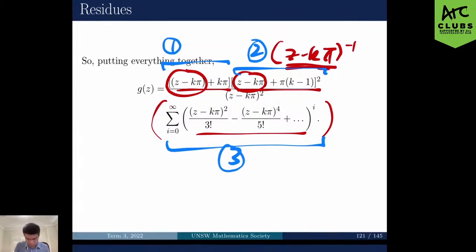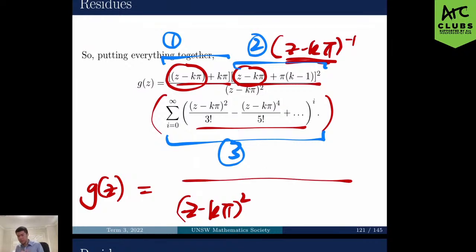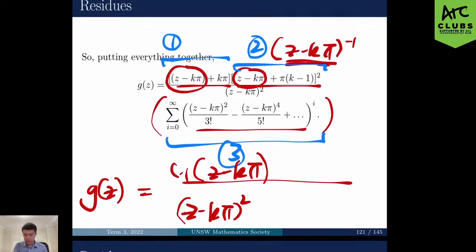Because we've got a (z - kπ) squared on the bottom, if we want to find the coefficient of (z - kπ) to the -1, all of the terms at the top need to multiply to create something with power 1. So we're going through 1, 2, and 3 to find terms that multiply through to create 1. And that makes life really easy, because if we look at term 3, it's got 1.